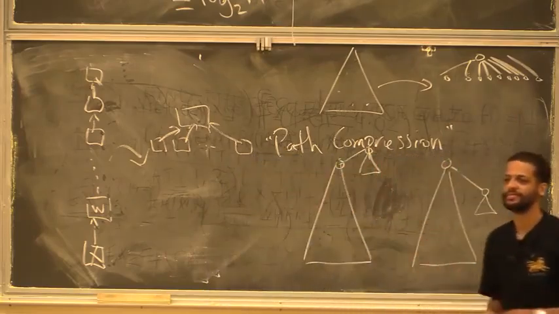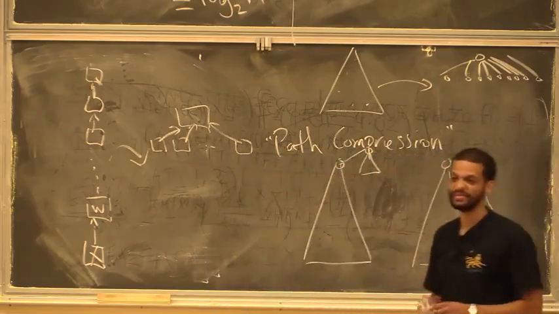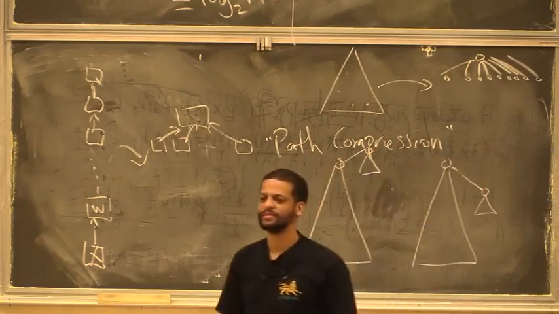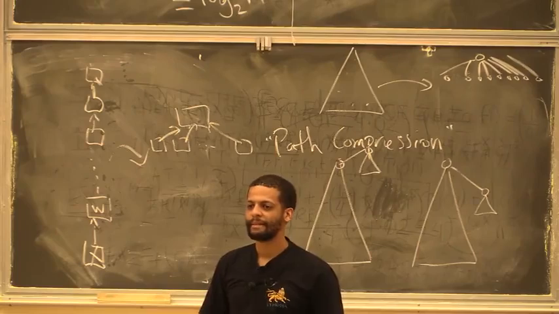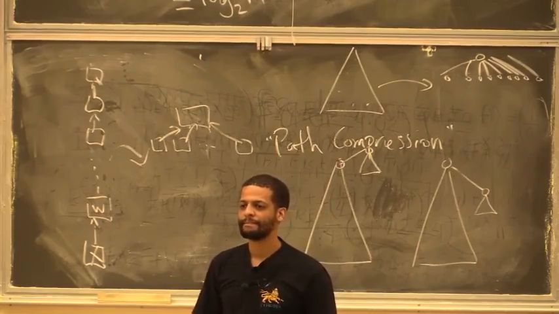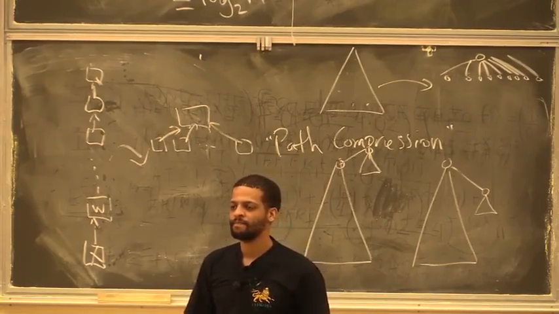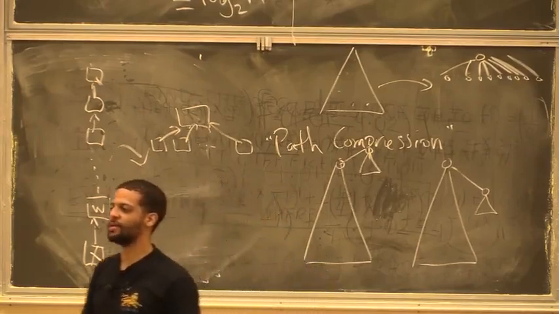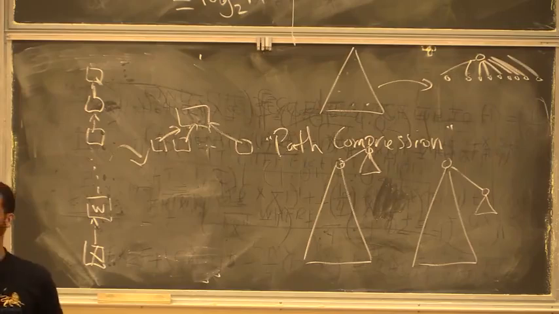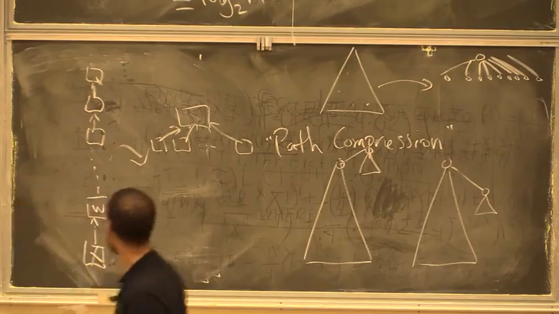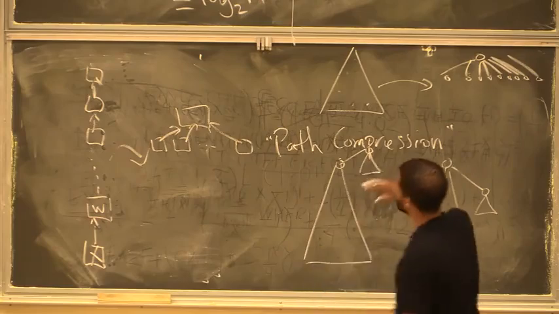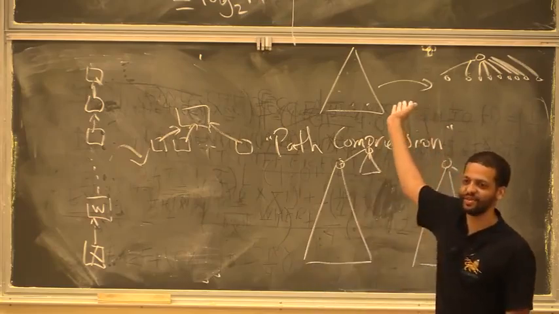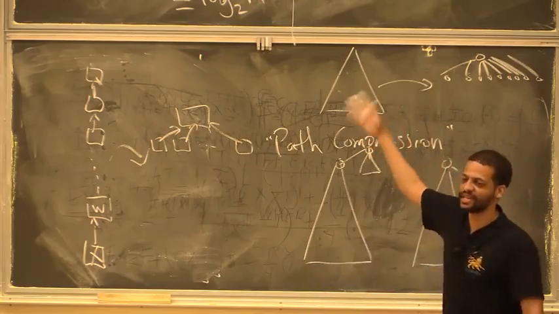Yeah? Is there any way that during the union you can also have all the nodes in the smaller tree point directly to the new root? Oh, you said, is there any way where during a union I can have all the elements in the smaller tree point to the root of the bigger tree? Yes. I could do that. And in fact, what I would get is basically almost the same as that heuristic, union by size for linked lists. I would get the same kind of runtime.